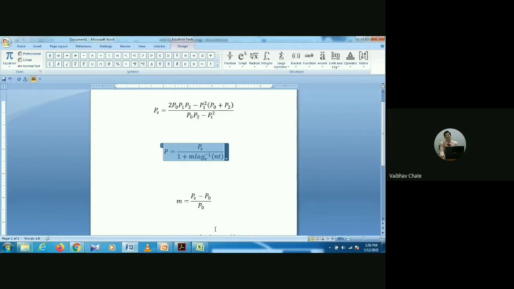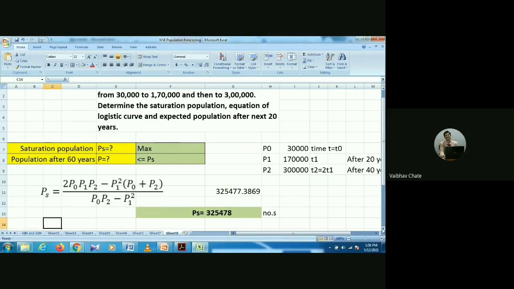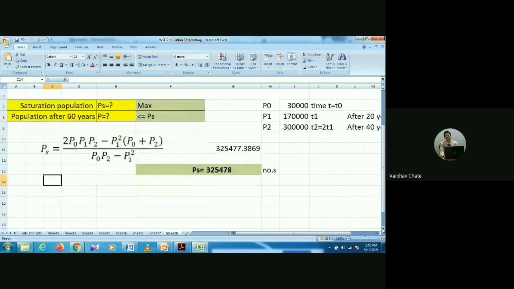This is the formula I'll be making use of for determining the population after n number of years or t years. I'll just drag it down. This is the formula I need to make use of. Now the question comes, what is m for? What is n for? What is t for?